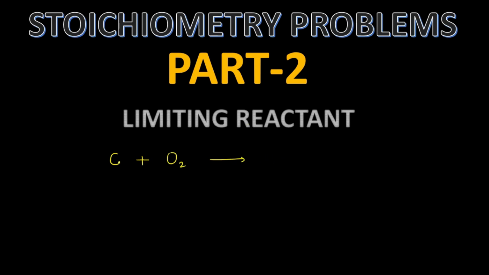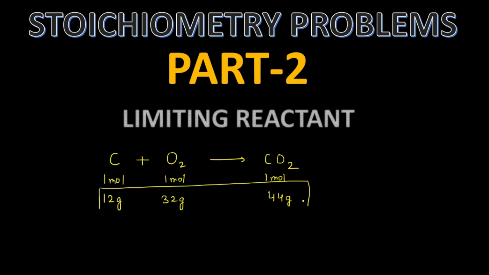So let's consider a reaction. To simplify the concept, we are considering a very simple reaction: carbon plus oxygen gives CO2. So first we have 1 mole of carbon reacts with 1 mole of oxygen to give 1 mole of carbon dioxide. That means 12 grams of carbon reacts with 32 grams of oxygen to give 44 grams of carbon dioxide. This we have studied. I take this as the reference line.